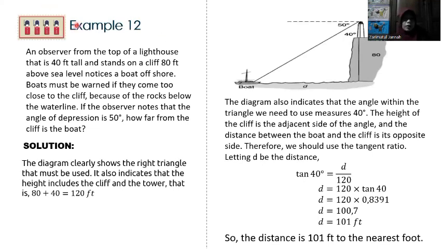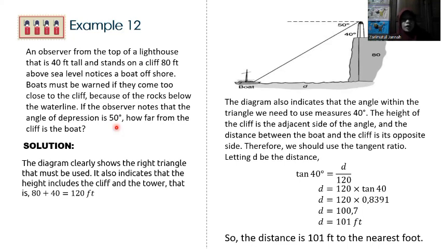Okay, next, the last example, example 12. An observer at the top of a lighthouse that is 40 feet tall and stands on a cliff 80 feet above sea level at night notices a boat. The boat must be warned if it comes too close to the cliff because of the rocks below the waterline. If the observer notes that the angle of depression is 50 degrees, how far from the cliff is the boat?